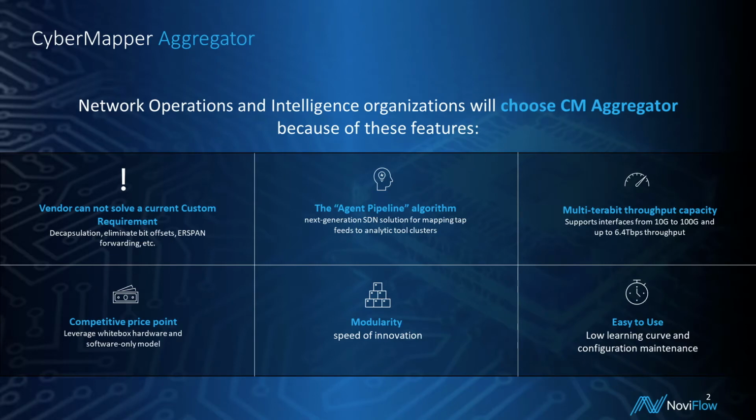First, we believe that network operators and intelligent organizations are going to be very interested in this product because of the 6 attributes below. First, in the center top, is the agent pipeline. This is the secret sauce. It's an SDN solution, easy to use, very powerful, and what we're going to highlight. Right below that, a key component of the SDN solution is modularity. It makes speed of innovation and maintenance very easy.